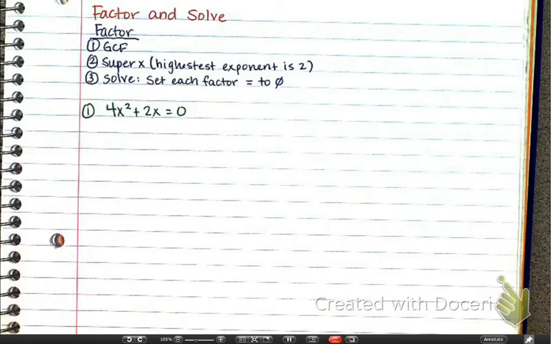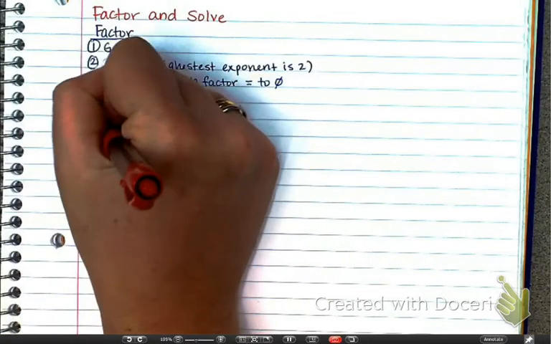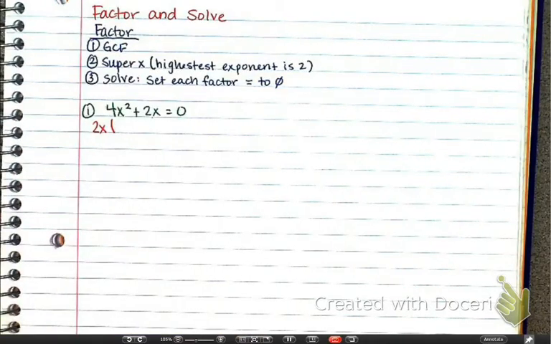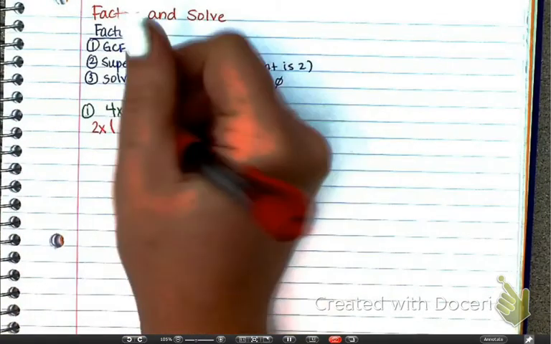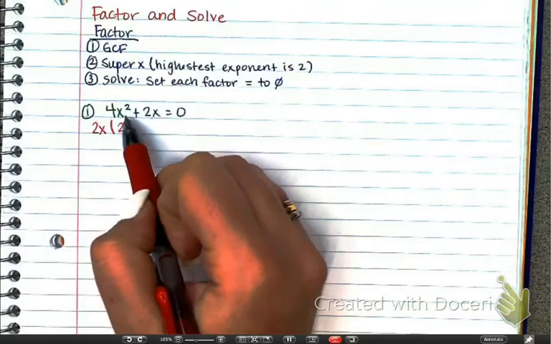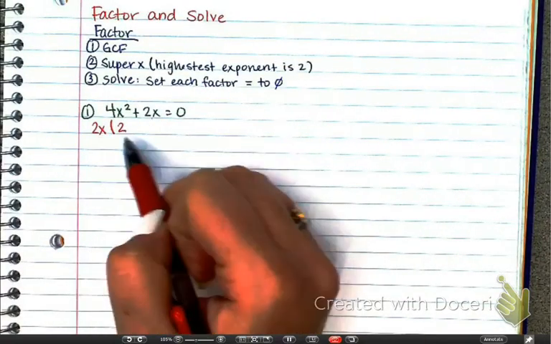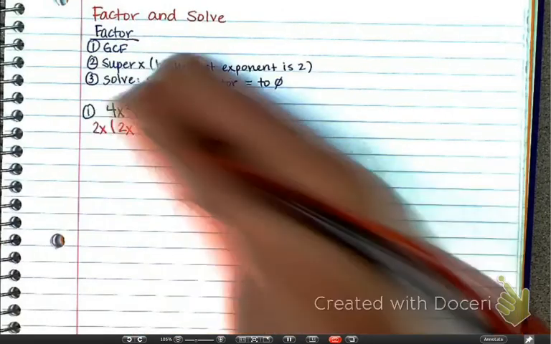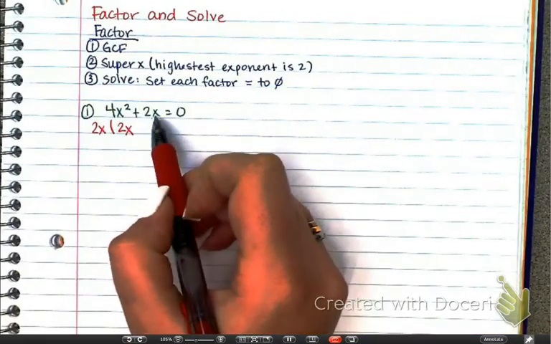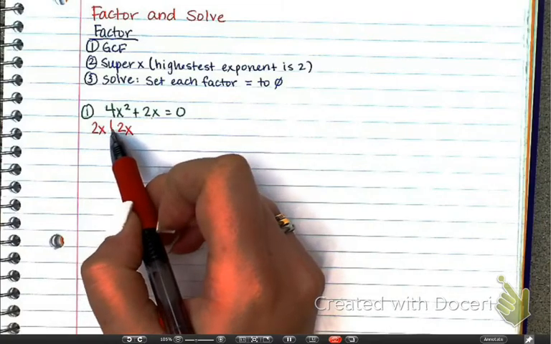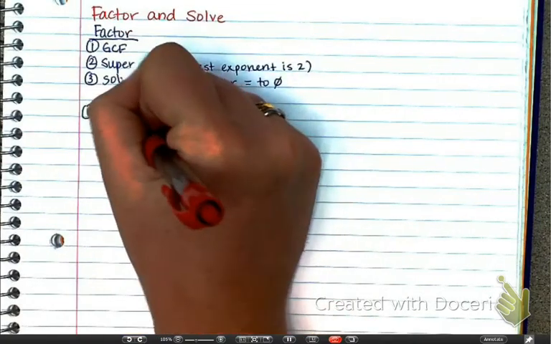So if we look at this first one, is there a GCF? Is there something that goes into 4x squared and 2x? 2x? Okay, so if I pull out a 2x, what am I left with? So 4 divided by 2 is 2. I had x squared. I pulled out an x, so what's left? An x. And then I had a 2x and I took it all out, so what's left? 1. Remember, you have to have that 1.